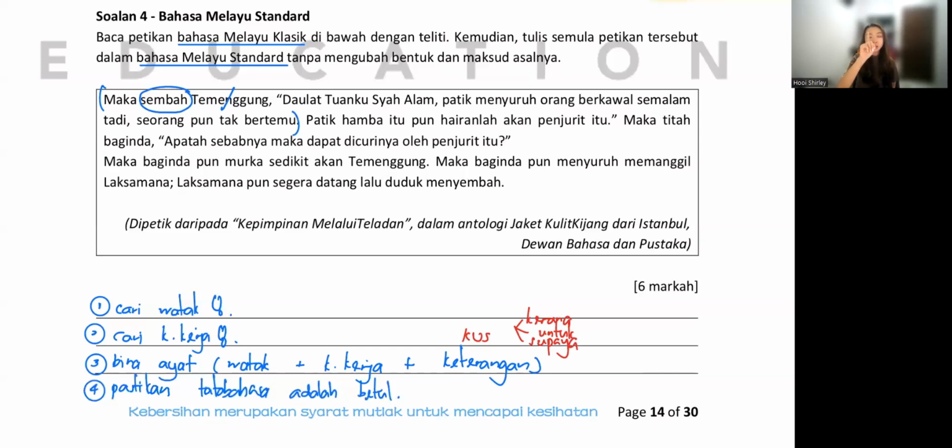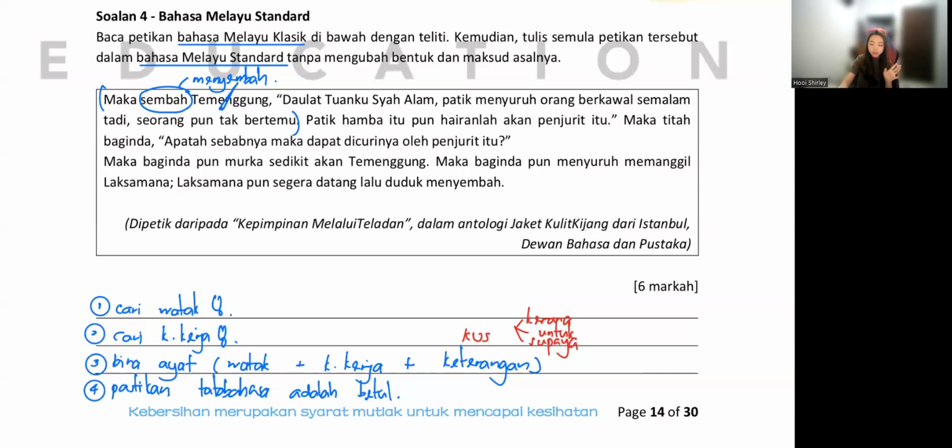Why? Watak, Temenggung. But when you write in the sentence, you cannot say Temenggung sembah. Okay, you should say like seterusnya Temenggung menyembah. Menyembah siapa? Menyembah, and then you say Daulat Tuan Shah Alam. Patik menyuruh orang berkawan semalam tadi, seorang pun tak bertemu. Okay, seorang pun tidak berjumpa. So this is the tata bahasa. You cannot write sembah. It needs to be menyembah. This is how you need to make sure the tata bahasa.